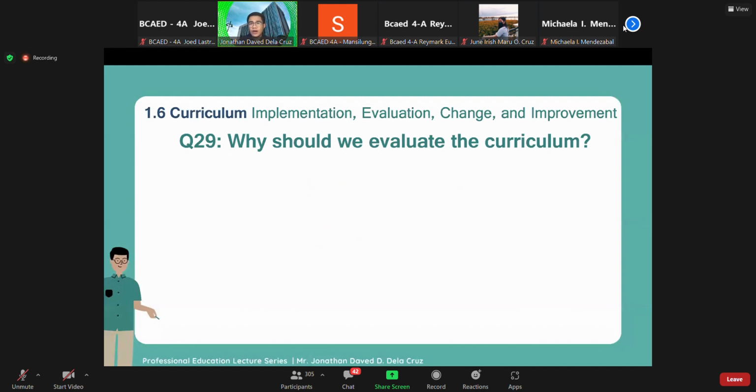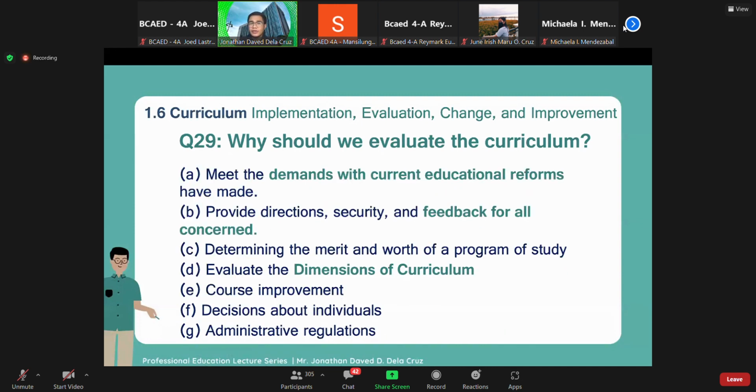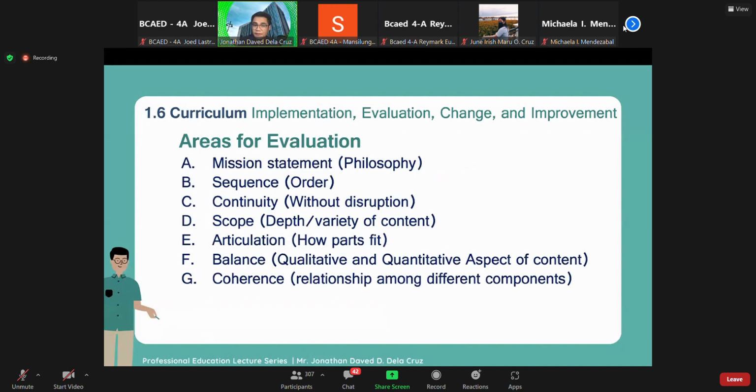So, why should we evaluate the curriculum? No? To meet the demands with current educational reforms, provide direction, security, and feedback for all concerns, determining the merit and worth of the program of study, evaluate the dimensions of curriculum, course improvement, decisions about individuals, administrative regulations. So ito yung mga areas of evaluation.